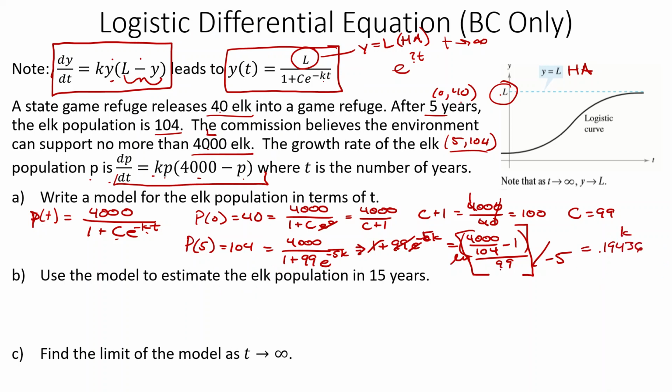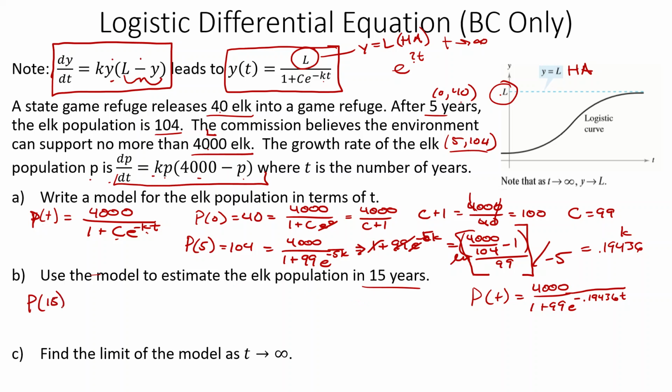All right, so now the model we've got then is P of t equals 4,000 over 1 plus 99 e, and then we had negative in front of the K, so it's negative 0.19436 t. I'm keeping lots of decimal places because remember this is AP Calc and we need 3 decimal places correct in our answer. Use the model to estimate the elk population in 15 years.